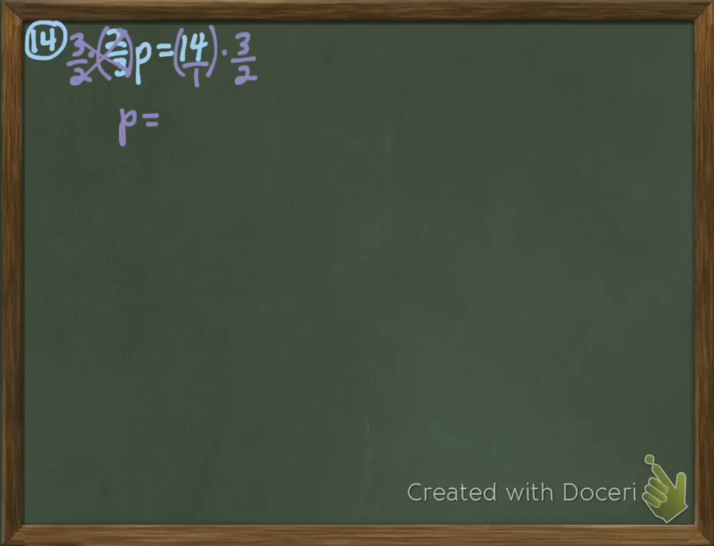And what happens with the 14 and 2? 7. It's 7, right? So that cancels the 2 off the bottom. This becomes a 7. I have 7 times 3, which is 21. Awesome. Y'all get the idea?